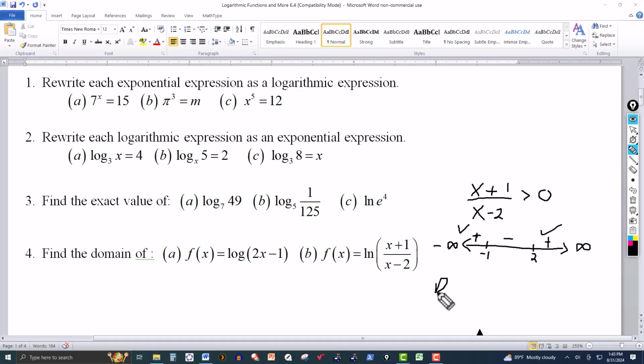So for the domain, I simply write it this way. It goes from -infinity to -1. So -infinity is an interval notation to -1. And then I put a union, everything larger than 2. Notice I put parentheses on the numbers because the -1 and the 2 are not included. So it's going to go like this. So that's your domain for part B.